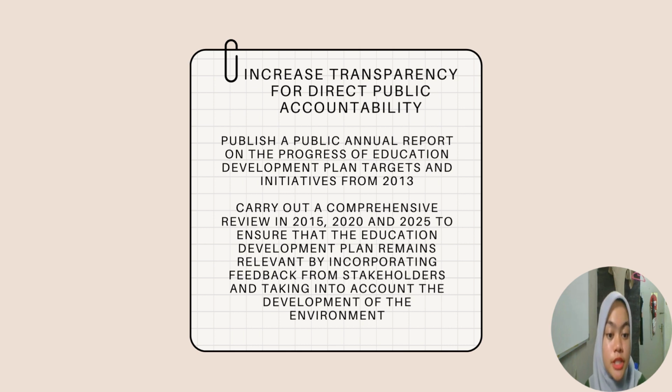And the last shift, which is shift number 11, talks about increasing transparency for direct public accountability. It involves publishing a public annual report on the progress of education development plans, targets, and initiatives from 2013. It is carrying out a comprehensive review in 2015, 2020, and 2025 to ensure that the education development plan remains relevant by incorporating feedback from stakeholders and taking into account the development of the environment.